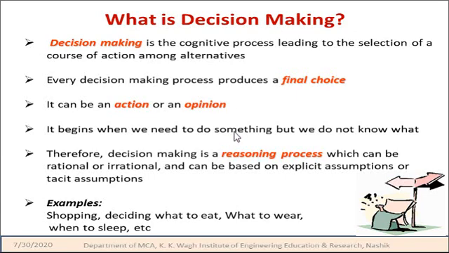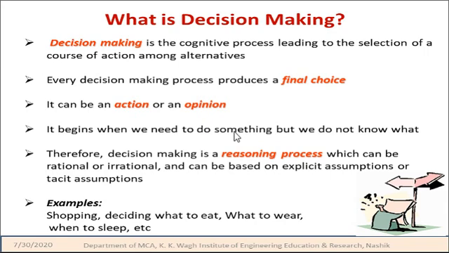More about decision making: it is actually a cognitive process. Now what does cognitive process mean? It provides us alternatives, as I said initially, that for taking decisions we may have some alternatives. Among those alternatives we have to choose the best one, which is best for us. That means every decision making procedure has to produce a final choice or final option. We have a number of actions or opinions, and among them we have to select the best one for us.